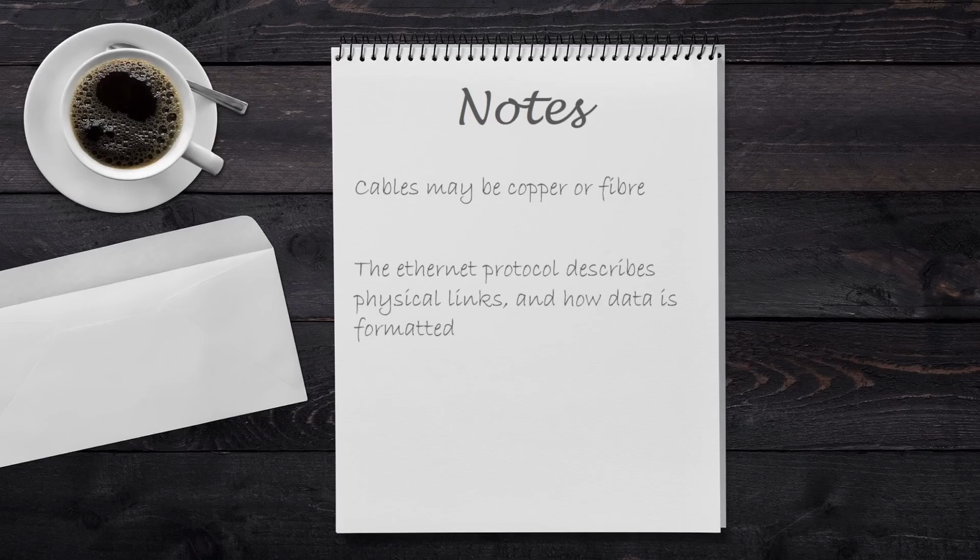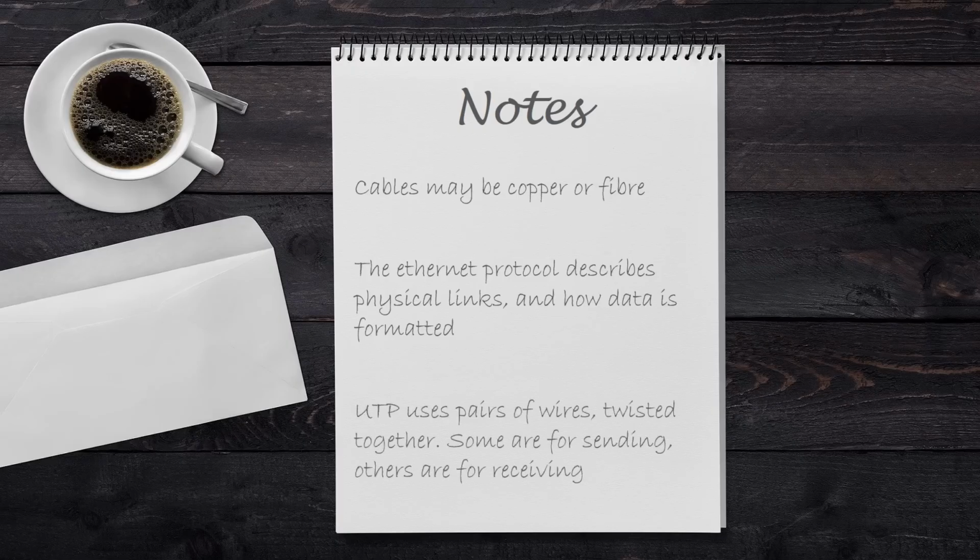Let's have another quick summary. Networks can be wired or wireless. Wired networks may use copper or fibre cables. In a wired LAN, the Ethernet standard is used to describe how data is formatted. It also covers cable types, link speeds, and how to encode data on the physical link.